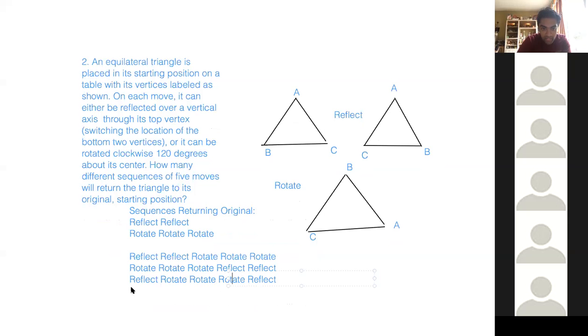Okay, so now that we have these 3, is there anything else? Let's see. We have the 2 reflects next to each other in the beginning and the end. Could they be in any other position?